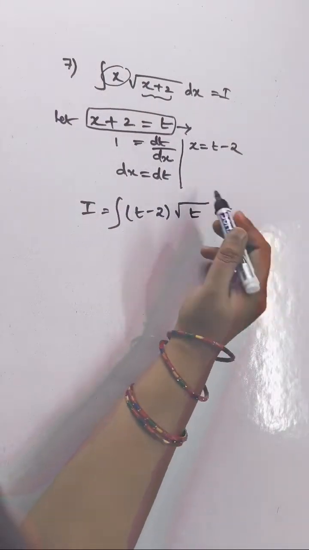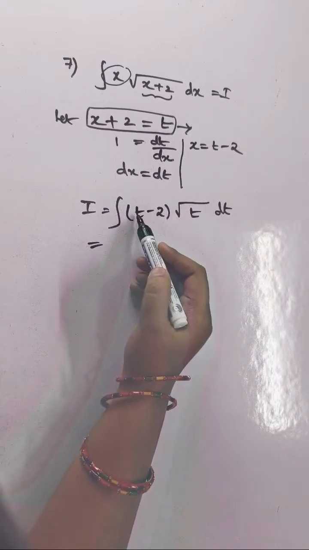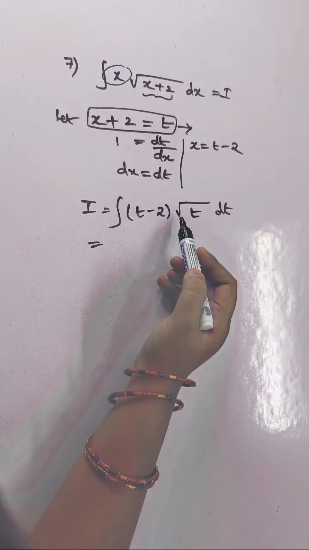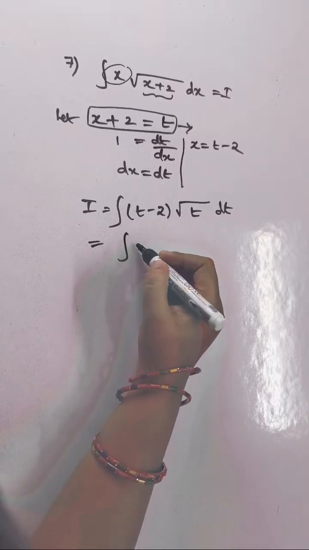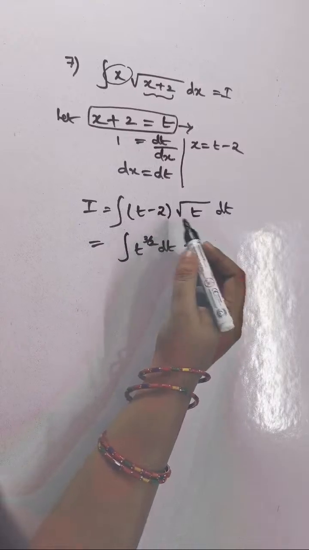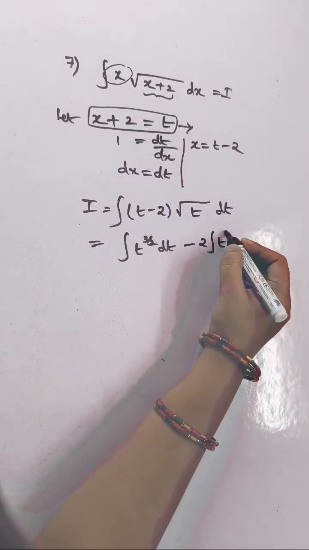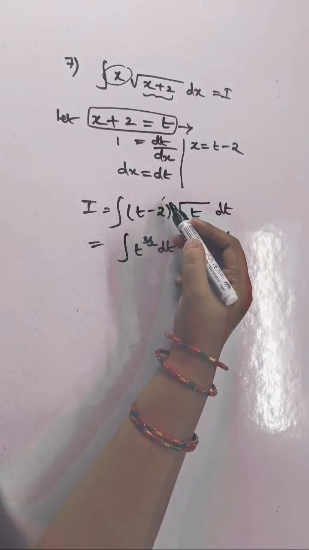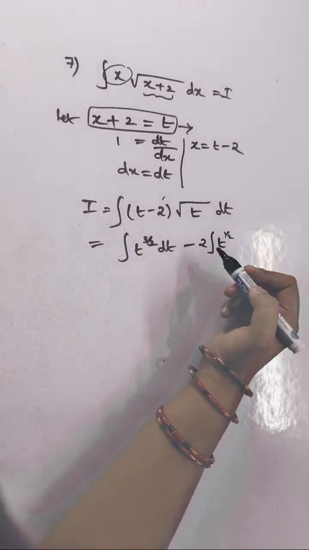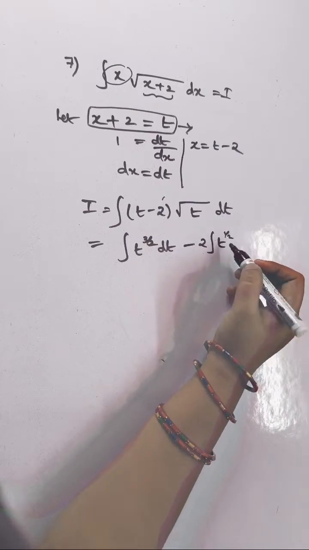Now we can multiply inside, right? Here the power is half, here the power is 1. Same base you are multiplying, you will be adding the power. So that will become t power 3 by 2 dt minus 2, as it is constant, we can take it out, into t power half, because multiplying here we will get it as 2 root t. I am just splitting into 2 terms so that our integration will become easy.